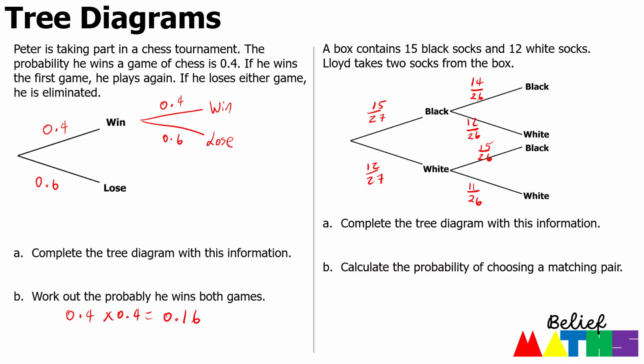Then it says work out the probability that he chooses a matching pair. Well, that's 2 blacks. So that's 15 over 27 times 14 over 26. And that gives us 35 over 117. Or you can pick 2 white, which is 12 over 27 times 11 over 26. And that gives us 22 over 117. So therefore the probability of picking a matching pair is you add the two of those together, which is 57 over 117. And that's our final answer.